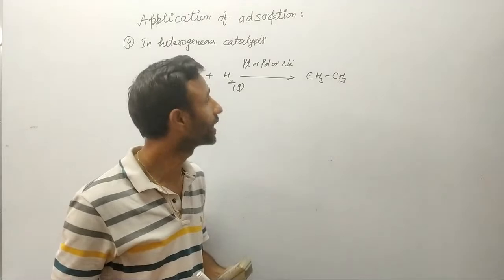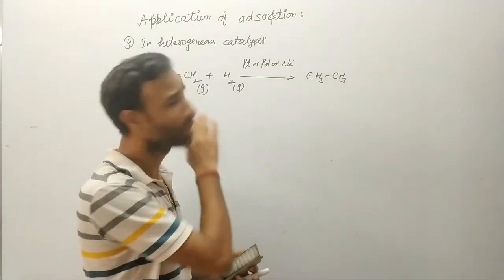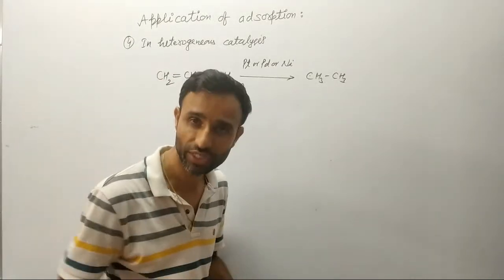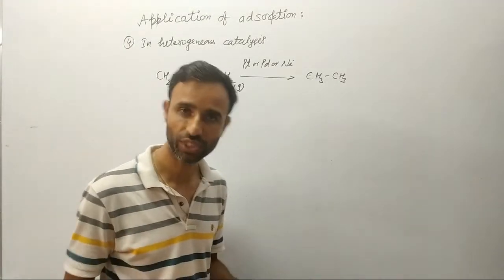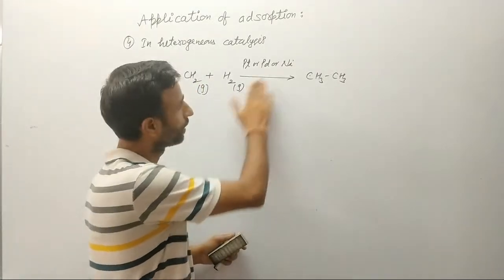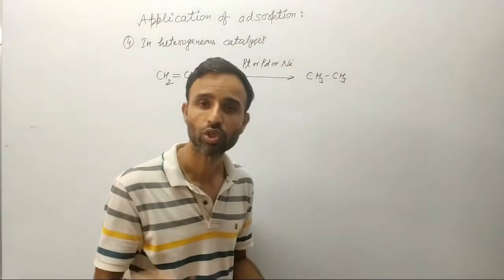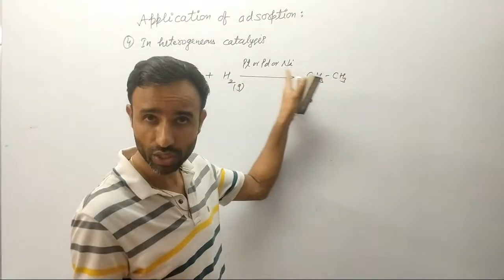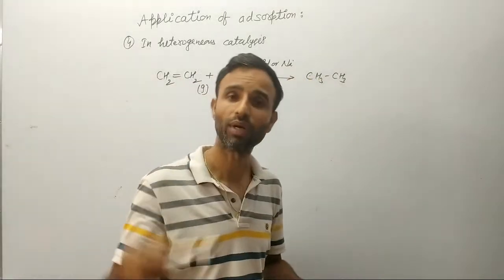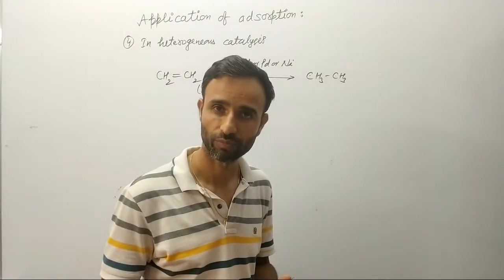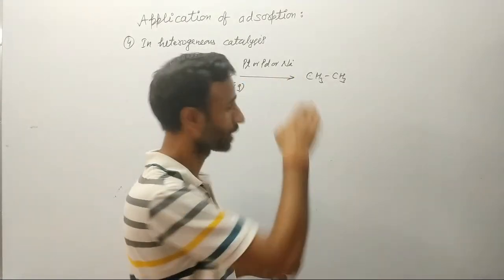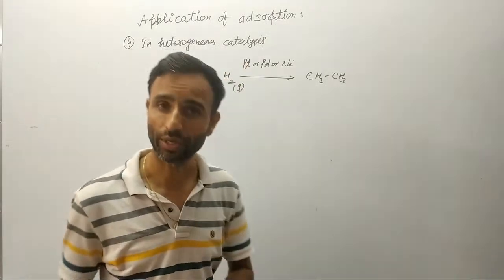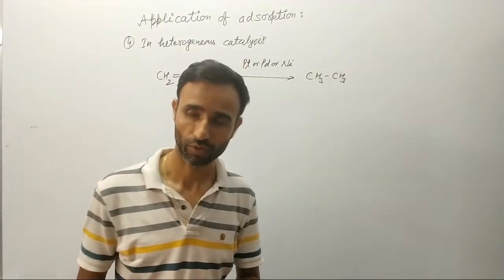this metal. Okay, and what do we mean by heterogeneous catalysis? When reactant and catalyst are in different phases, like these are gases and the catalyst is solid. The solid provides the surface. So these gases first adsorb on its surface and then further reaction takes place. So in heterogeneous catalysis, adsorption is one of the main principles.